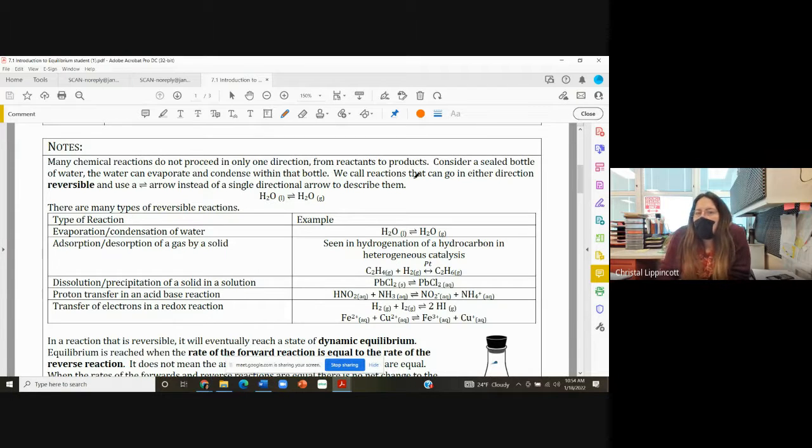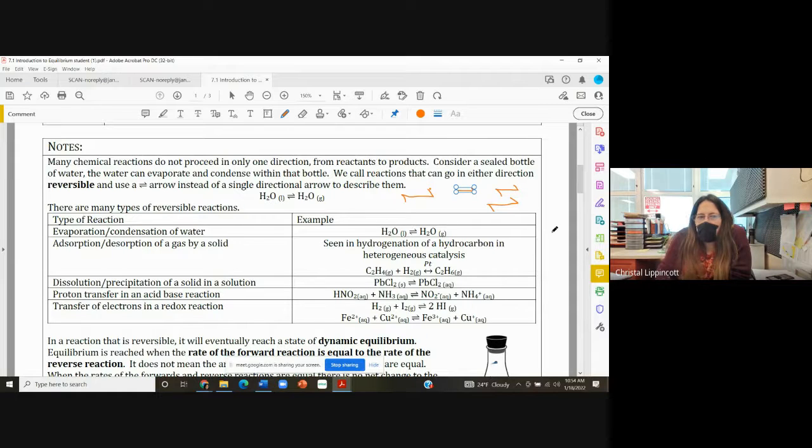So we call reactions that can go in either direction reversible, and we use these arrows to draw that in. Now, typically when we are writing these arrows, a lot of times we'll draw them like that. Instead of drawing two arrows this way, we'll draw it like this because you can do it in one fell swoop. We're just lazy scientists, and so that's what we do. So that's typically the way you'll end up drawing it.